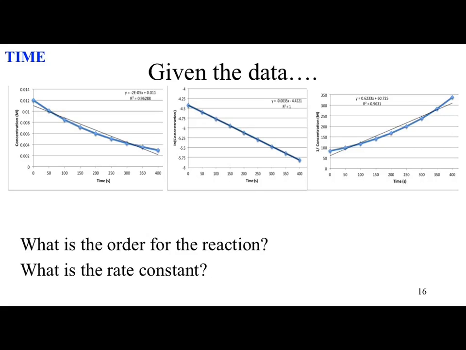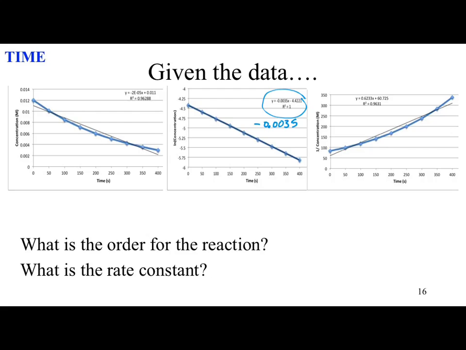Given this set of data, I know that it's a first order reaction. I can take it a step further. Using Excel, I can ask Excel to not only draw the straight line on it, but to tell me what the equation of that straight line is. I now have that equation. What can I use with that equation? I can find the slope. The slope in this case happens to be negative 0.0035.